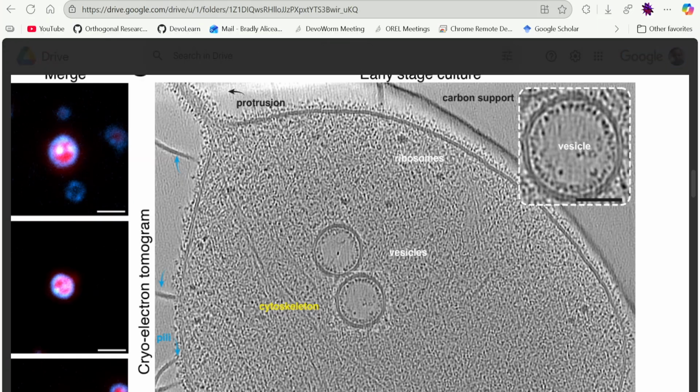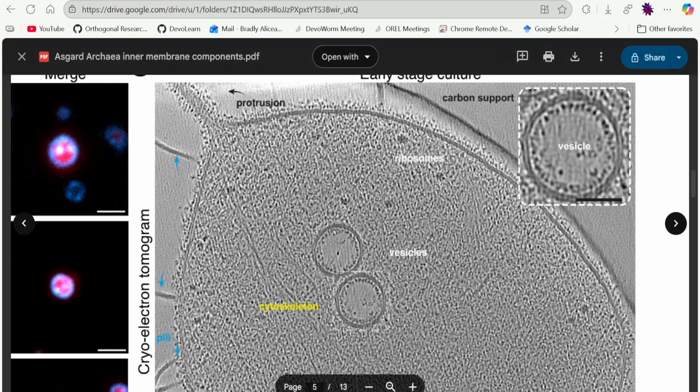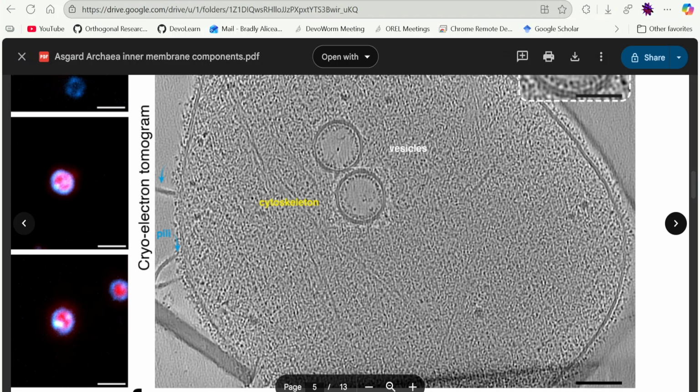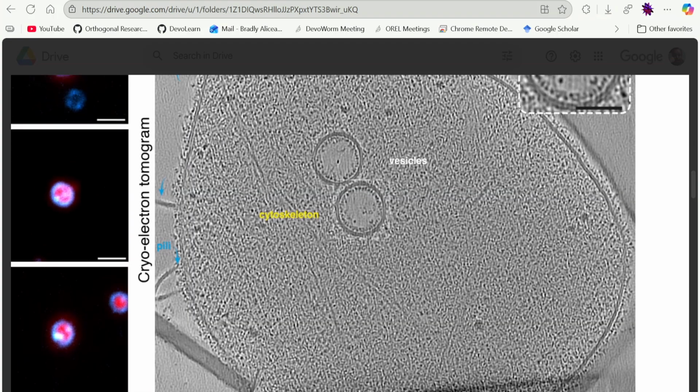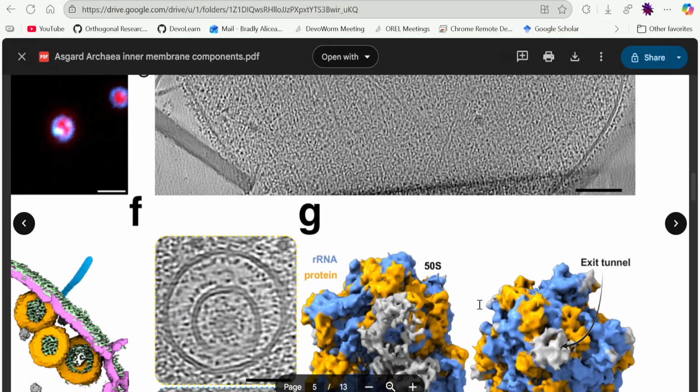So this is the protrusions once again. You have ribosomes identified. You have carbon support. You have vesicles here, cytoskeleton here. So this is the membrane, but the cytoskeleton covers the membrane. So they're trying to image basically the cytoskeleton to show kind of what that looks like.